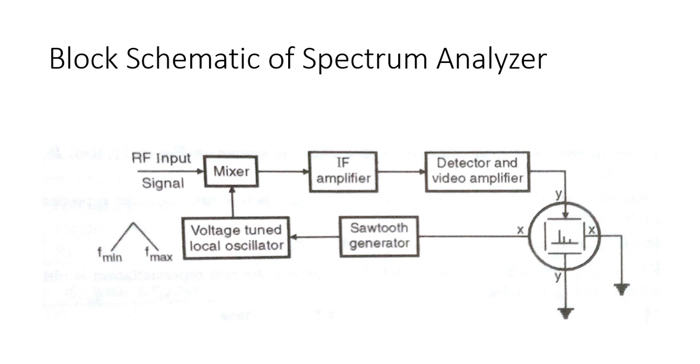Now this sawtooth signal is also applied to the voltage tuned local oscillator, which acts as the frequency controlled element of the local oscillator. Why is it called frequency control? Because when the sawtooth signal is applied to this voltage controlled oscillator, its frequency changes from Fmin to Fmax. And the RF input signal applied to the mixer over here is mixed with the output of this voltage tuned local oscillator.